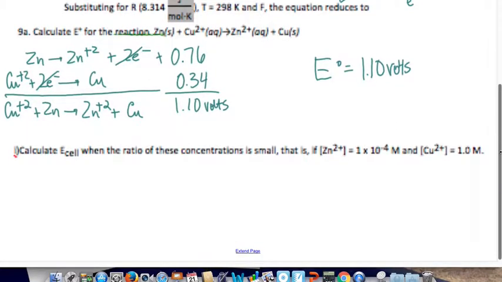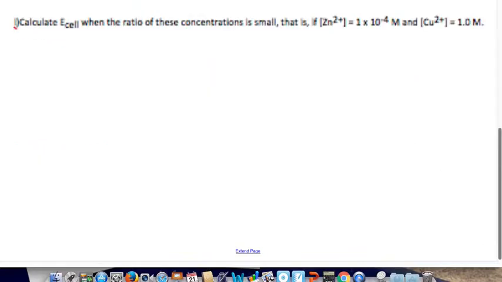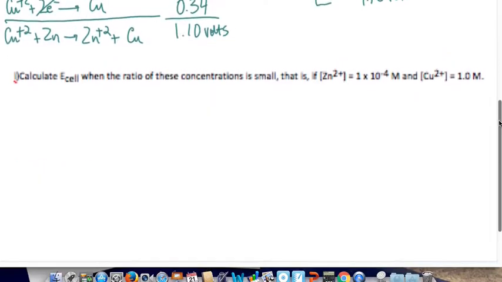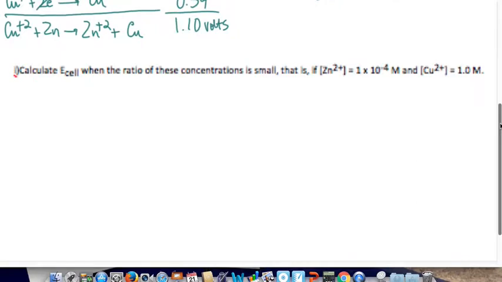Okay. Now, calculate the E cell when the ratio of these two numbers is small. That is, when zinc plus 2 is now 1 times 10 to the negative 4th. It was 1 when we calculated that E up there. Now they're changing it. So when you see a change in concentration, immediately just say Nernst equation.